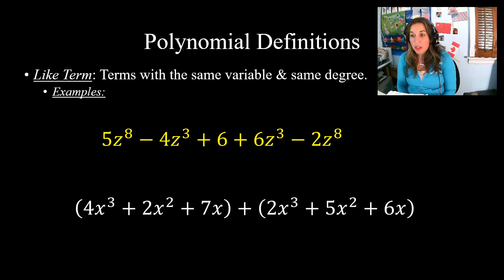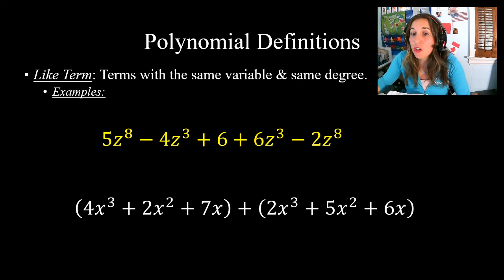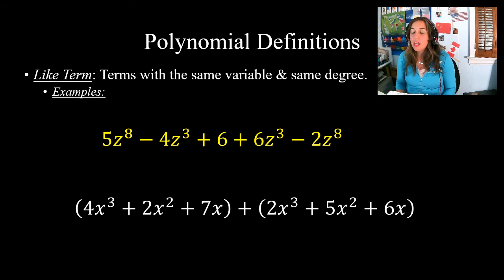So there is one more definition that you guys need to know in this section, and that is the term like terms. Like terms are terms that have the same variable, so the same letter, okay, x, y, z, w, and the same degree, the same power, okay, whether they're being squared, cubed. You want to look for terms in your polynomial that have the same variable and the same degree. And if they have the same variable and the same degree, they are known as like terms.